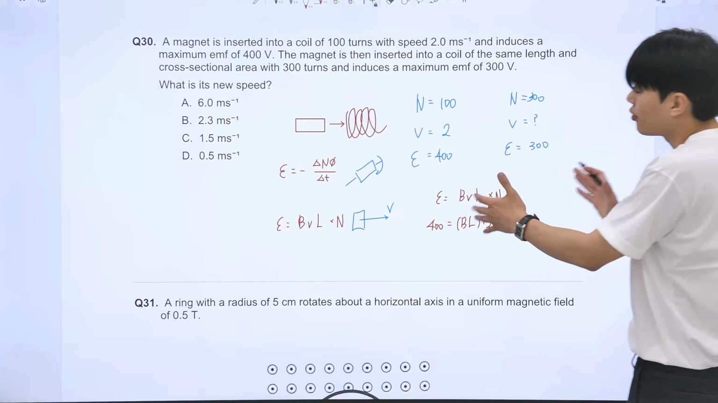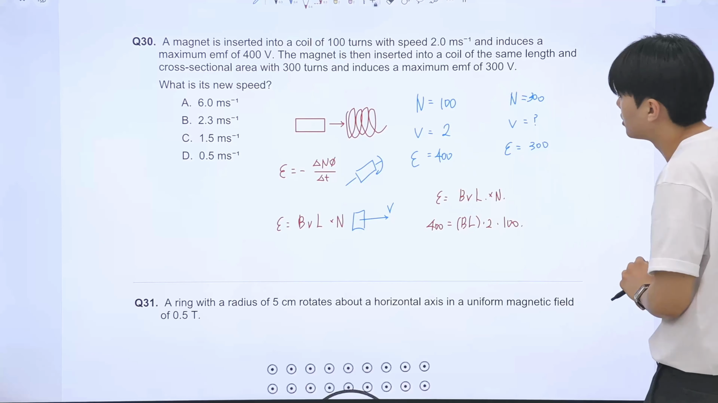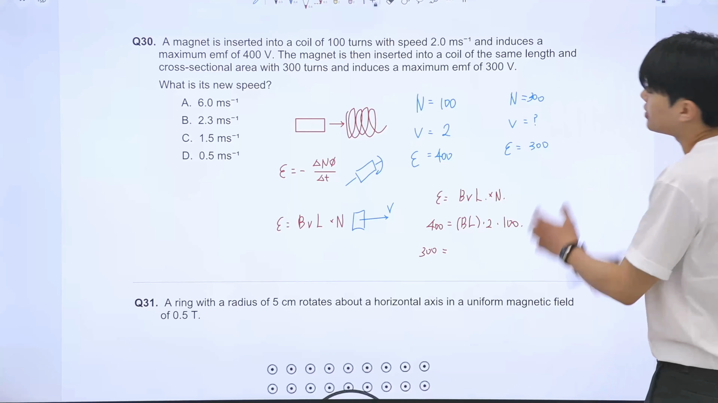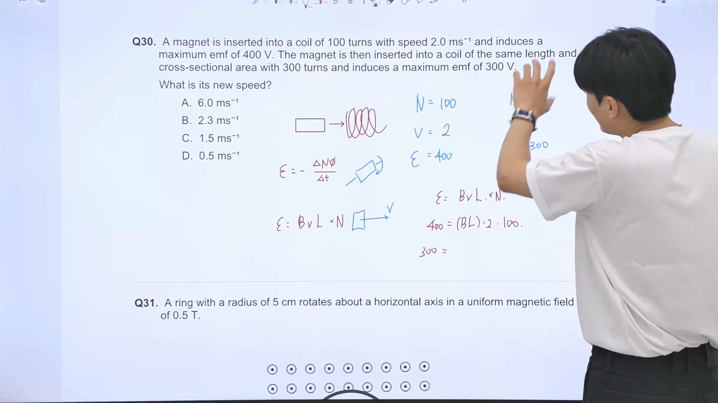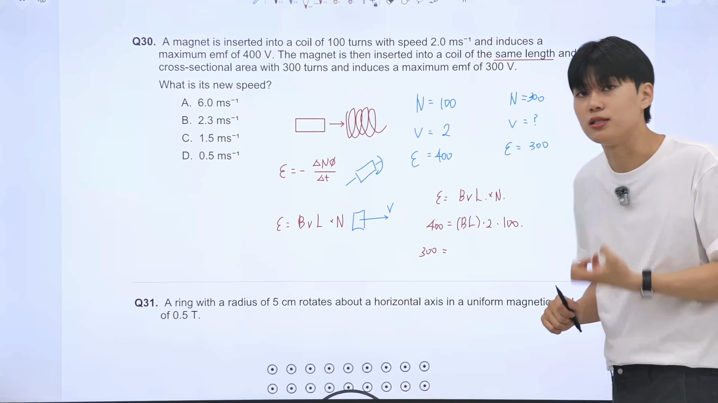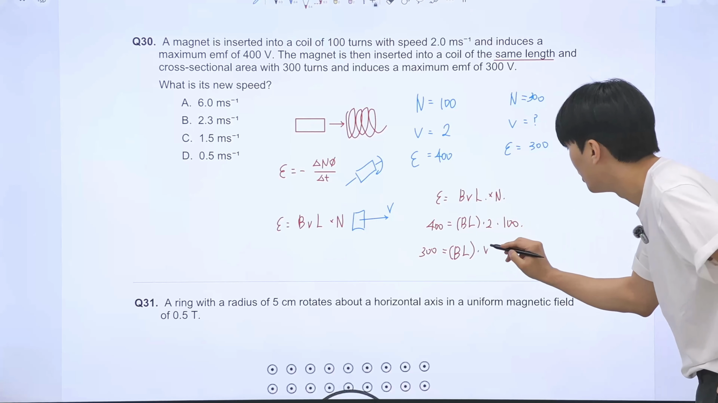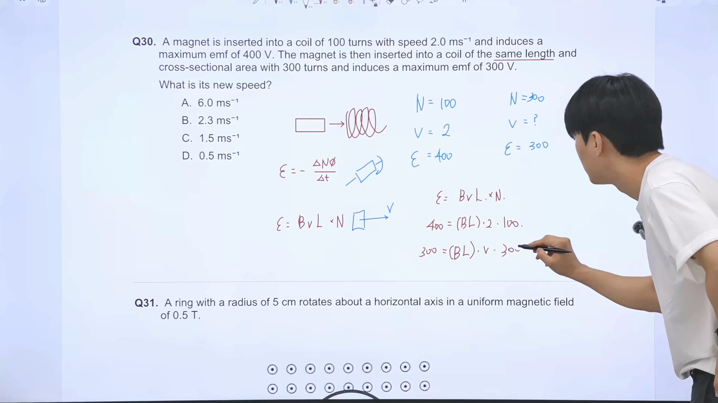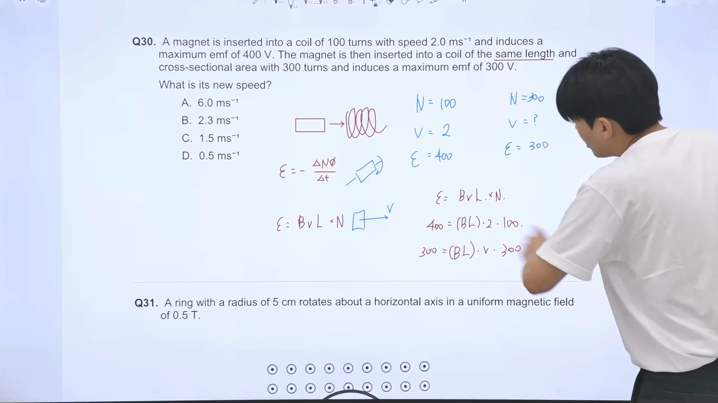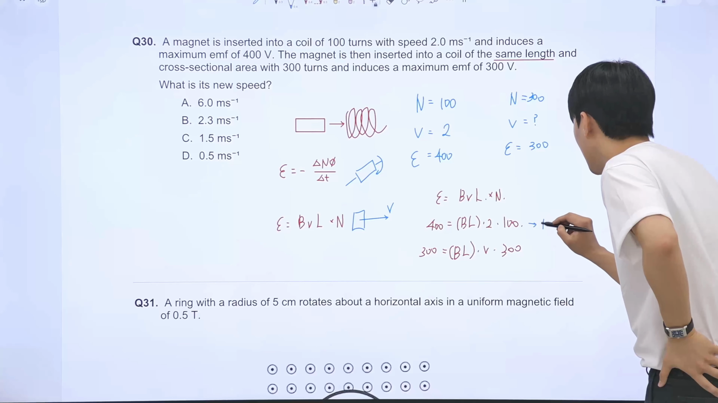Okay, I'm not going to calculate right now. I'm just going to put the new conditions into the equation. So EMF, we have 300 here. That equals, we still don't know B and we still don't know the length L, but we know the length is the same, and B is the same because we're going to use the same magnets, right? So BL is the same. Times the speed, which we don't know, and the number of turns, we have 300 here. So we have these two equations. We can either calculate BL and substitute it, or divide the upper part by the lower part. But in this case, I think calculating BL is much easier.